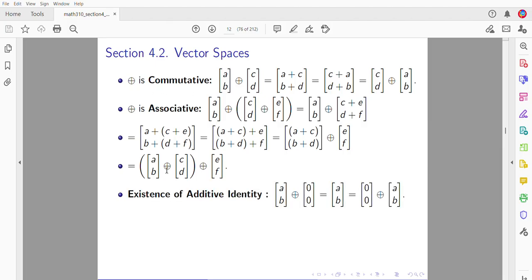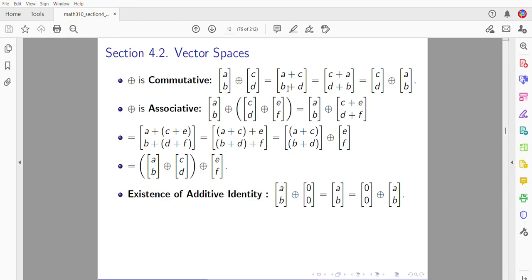What about additive identity? Notice we are going through every single property required to be a vector space. There is an additive identity, that is the vector (0, 0). Vector AB ⊕ vector (0, 0) is vector AB. On the other hand, vector (0, 0) ⊕ vector AB is also AB. So notice, I just need to check one way. The other way automatically holds if you are commutative.